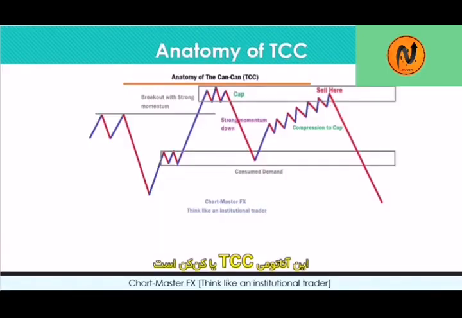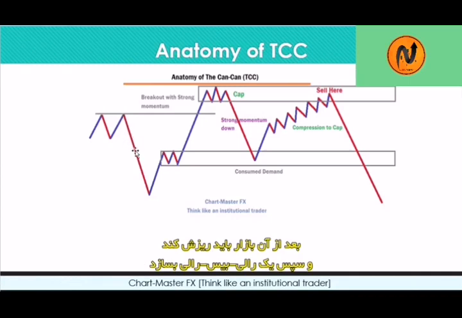So here, guys, is the anatomy of the TCC. As you can see on our anatomy here, the market should be coming from a resistance line. This market actually made 2 points here. The resistance line should have at least 2 touches. As you can see, here we have 2 touches. Once we have 2 touches, the market goes down.